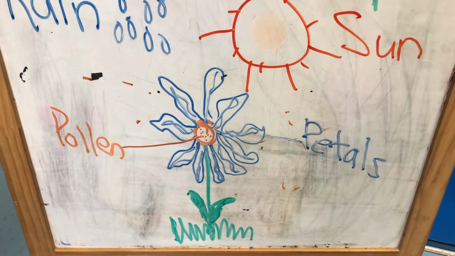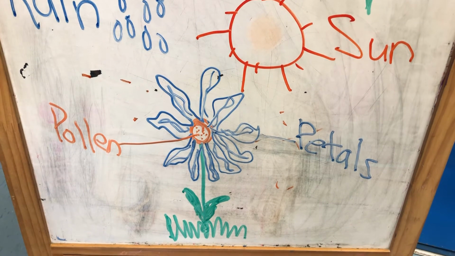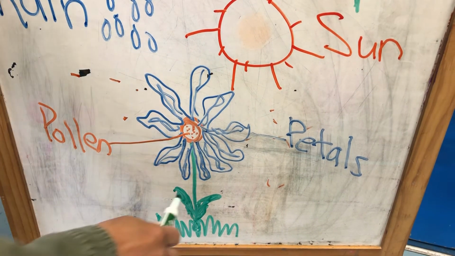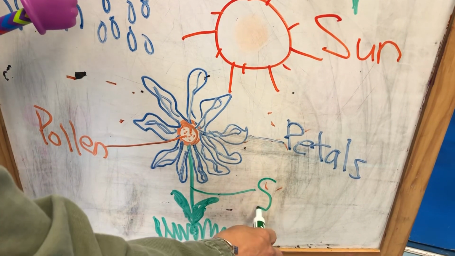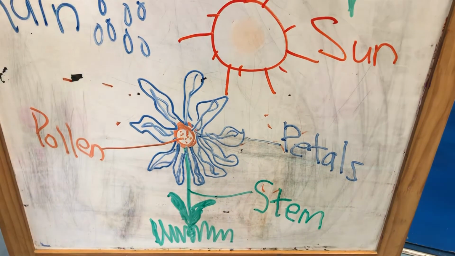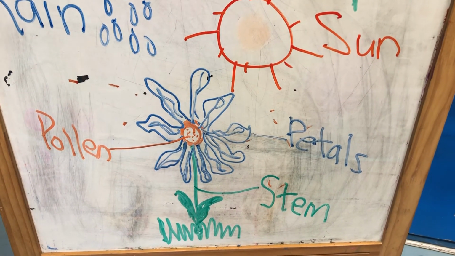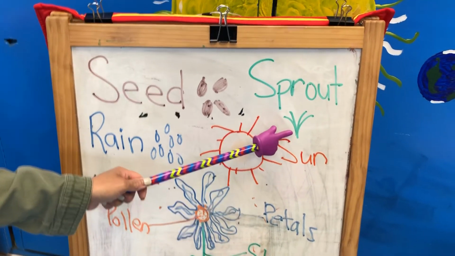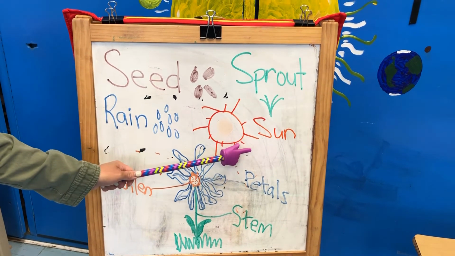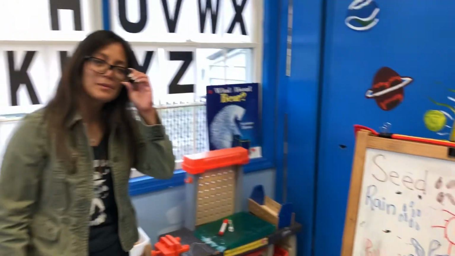Great job. And a flower or plant would not be able to stand if it did not have its leg, which is called the stem. So, we definitely need to have a seed that will sprout once it gets water from rain and the sun. Great job. You did a great job listening.